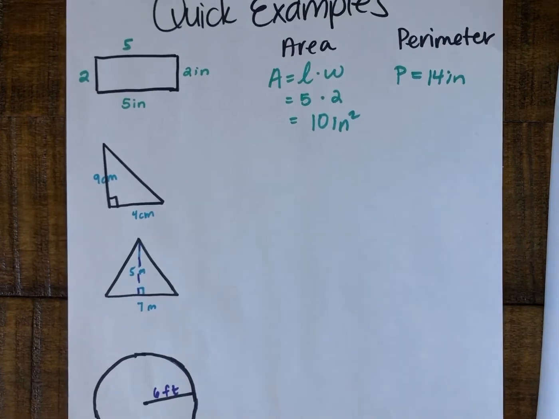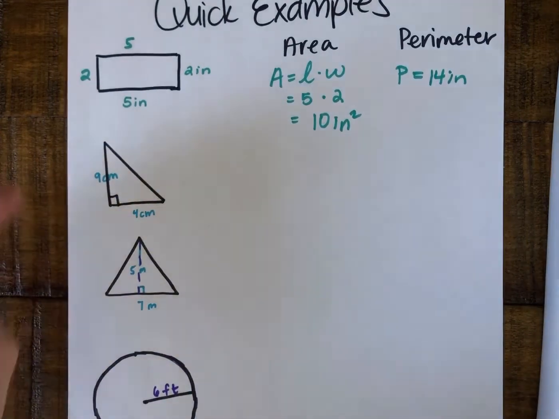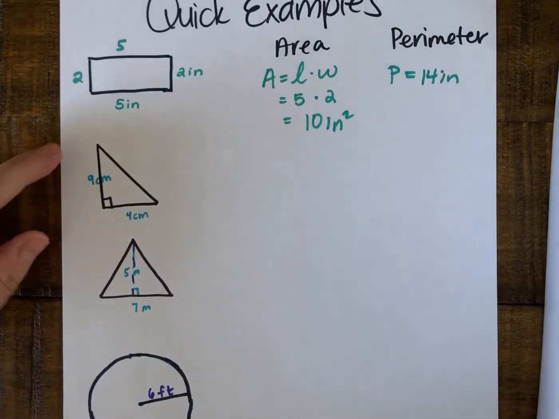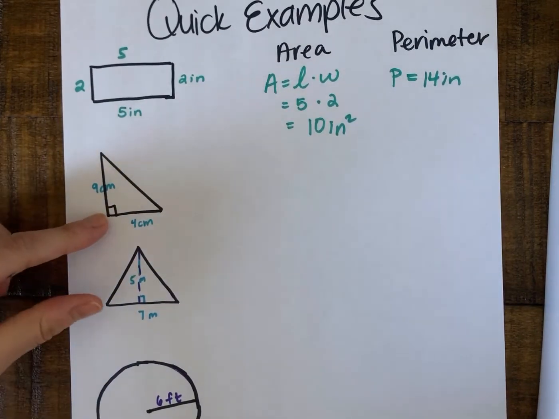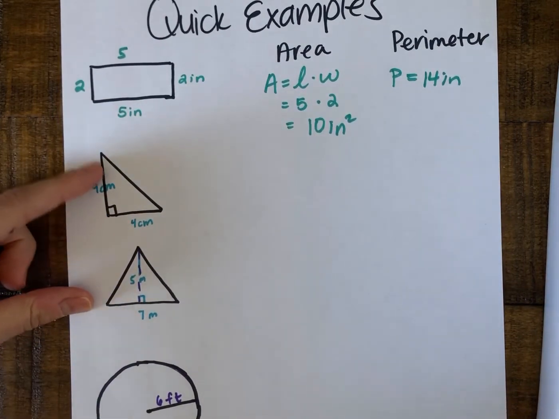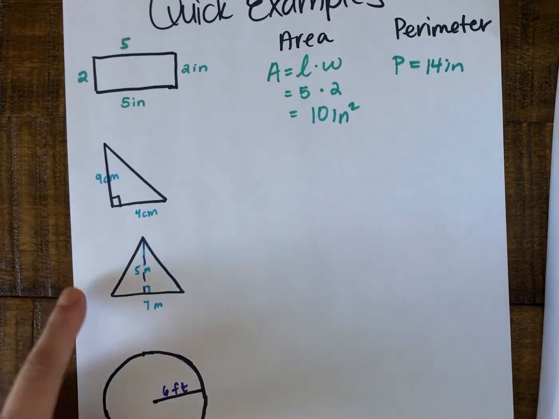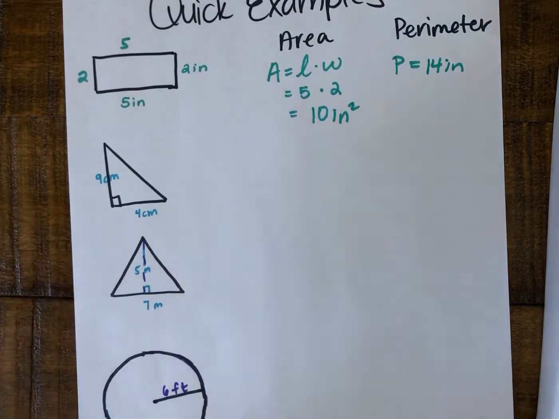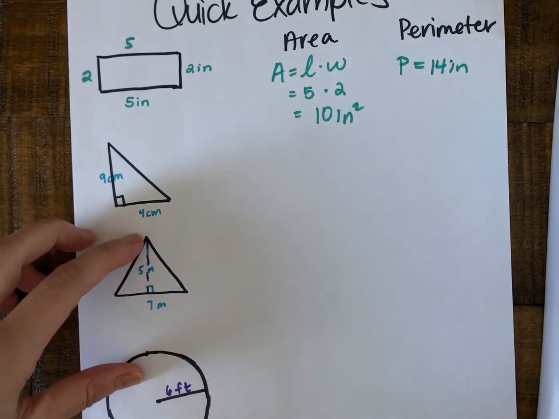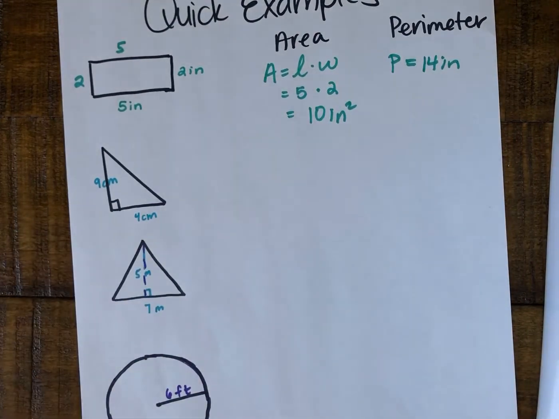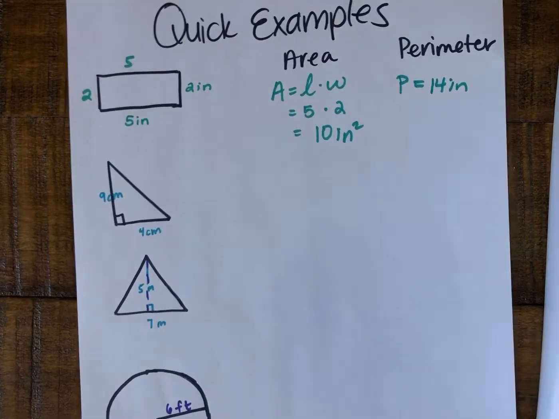So for my triangles, I have two triangles. One is a right triangle, and that means there's a right angle in it, and the height is on the side of the triangle. And the other is not a right triangle, and the height is not one of the sides. It's actually from the top tip of the triangle down to the base. So we'll find their areas.